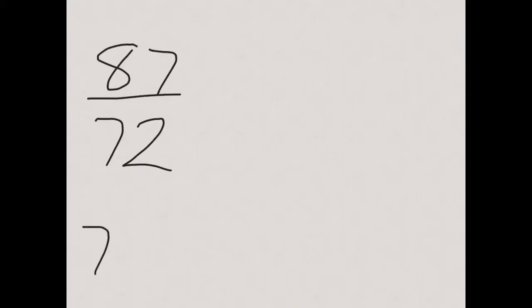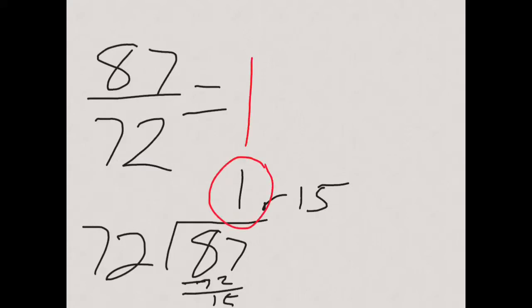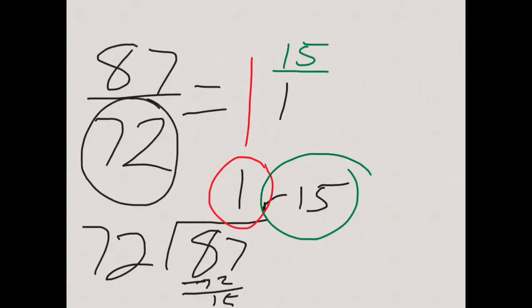To do that, I divide 72 into 87, and I see that it goes in there one time. I subtract, and whatever my remainder is will be my numerator. Okay? Now, however many times it went in, that's my whole number that goes up front. My remainder, which is 15, becomes my numerator. And finally, my original denominator stays the same. Whoops, it wasn't 15, sorry class. 72.